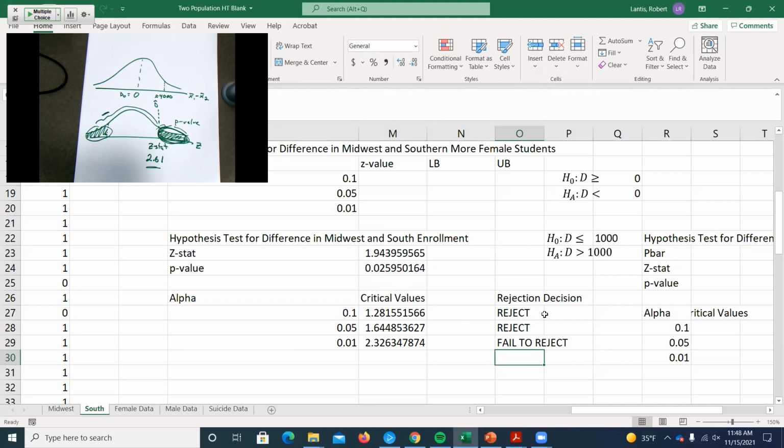And I could do this for different values. Also notice if I just put zero back in there, it goes back to what it was before, because subtracting zero is the assumed true difference. But I could do values like 2000. At 2000, I can't say that the Midwestern average has more than 2000 students, right? I actually failed to reject the null at every single level there. Okay. But I could play around with these different assumed true values and come up with my rejection decisions at all three levels fairly quickly.